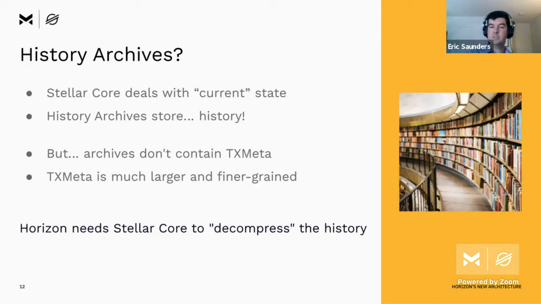And it is possible to reconstruct the full history of the Stellar network from the history archives, but it isn't easy to do that. In fact, right now, only one process really can do that, and it's Stellar Core. So the way you can think about this is Horizon needs Stellar Core effectively to decompress the history and generate the TX meta, which allows us to answer all the questions that we care about. So Stellar Core, from Horizon's perspective, is a specialized tool to answer these questions and make Horizon actually effective.